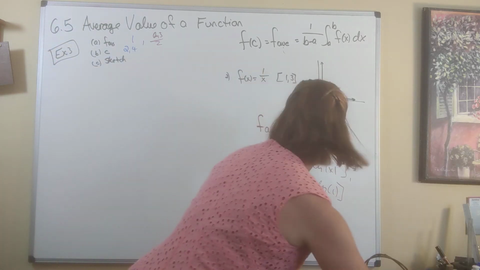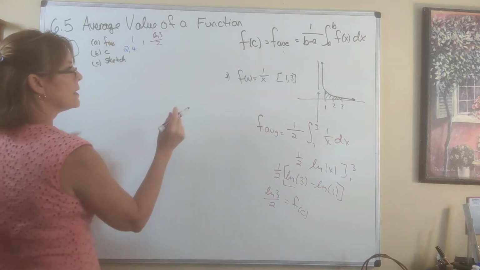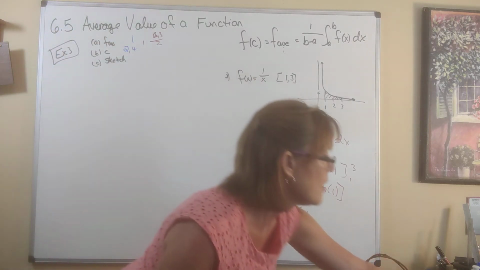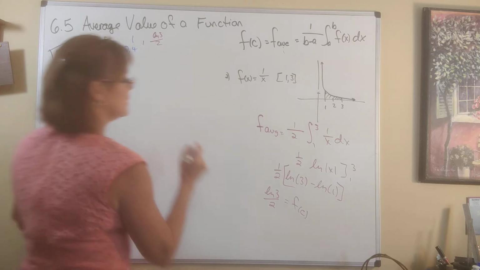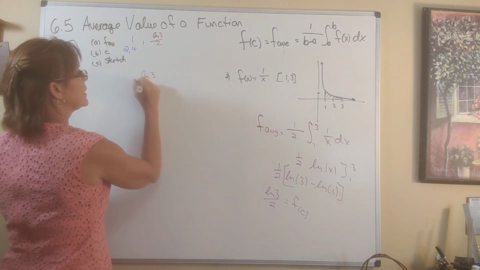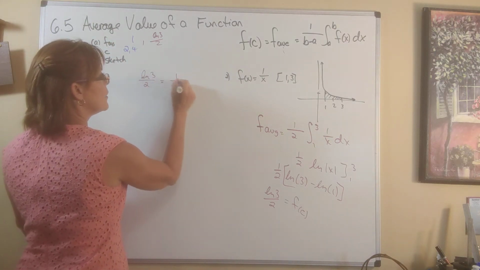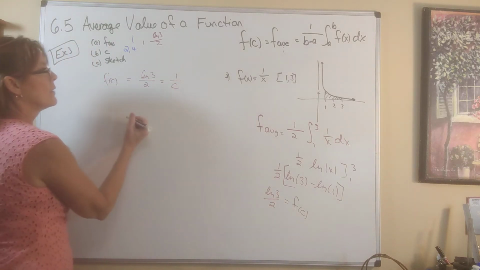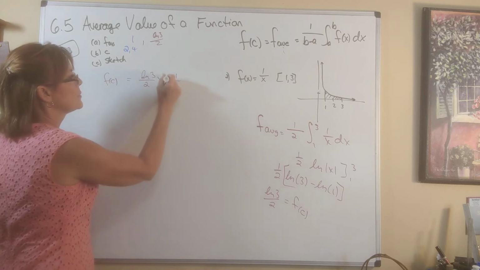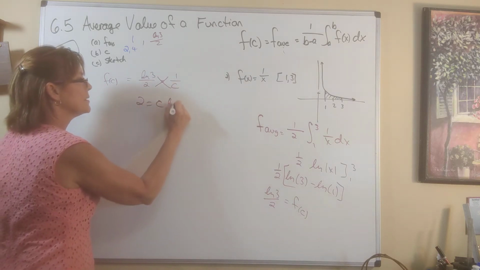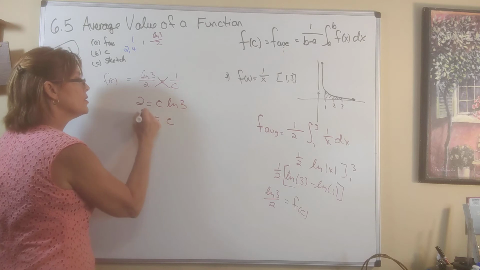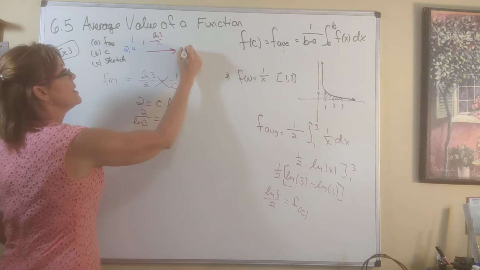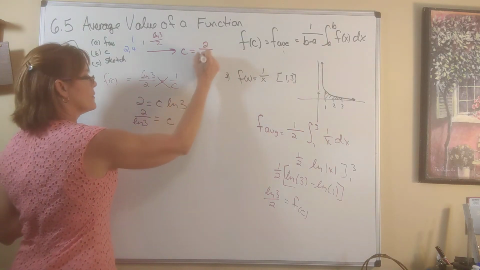f of c is equal to the natural log of 3 over 2. So, f of c would be 1 over c, right? So we say natural log of 3 over 2 is equal to 1 over c, because this is what f of c equals. All right, if we just solve for c, if you cross multiply here, 2 is equal to c times the natural log of 3. c is going to be 2 over the natural log of 3. So this is our answer here. c, in this case, is equal to 2 over the natural log of 3.